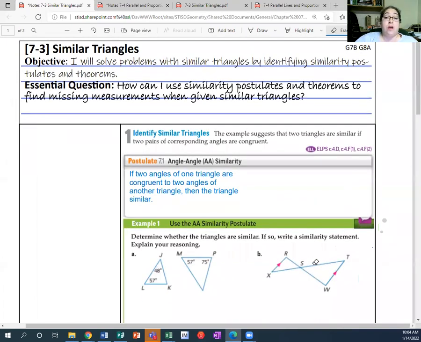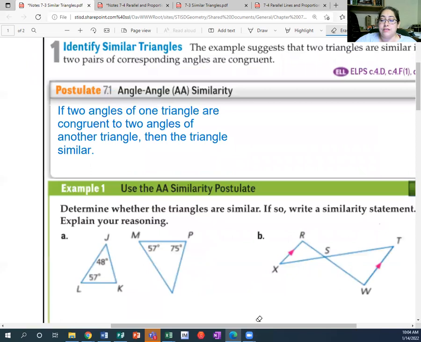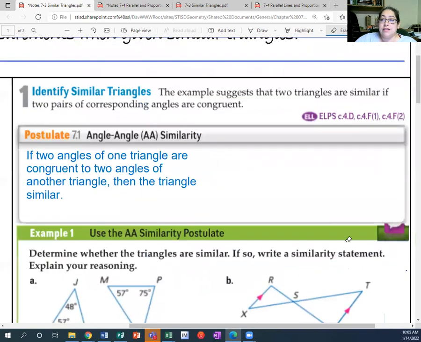All right, let's hop into our first section, section 7.3, similar triangles. We will be solving problems with similar triangles. We're going to identify those postulates and those theorems that can help us out. And we're going to be using proportions. So more fractions. Yay! Everyone's favorites. The sarcasm is real.